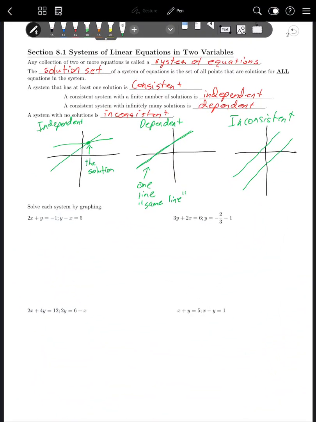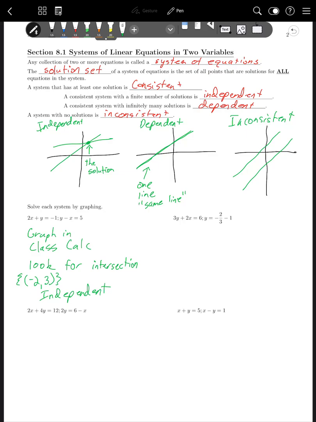So to solve by graphing, you just graph in Class Calc and look for the intersection. The solution set for this one would be -2, 3. And since there's a finite number of solutions, this would be independent.